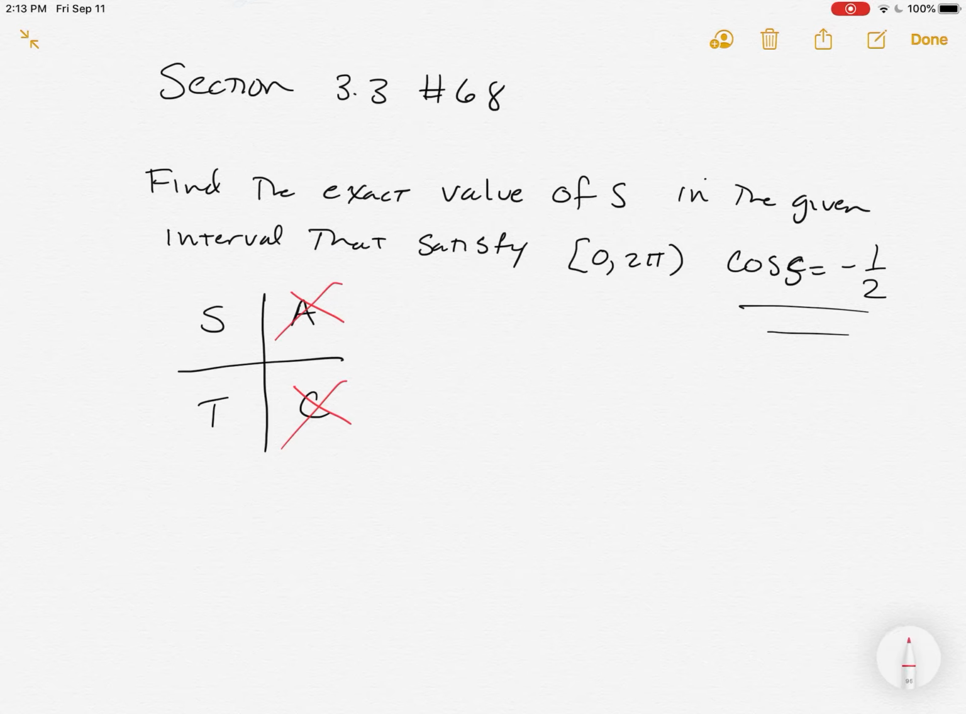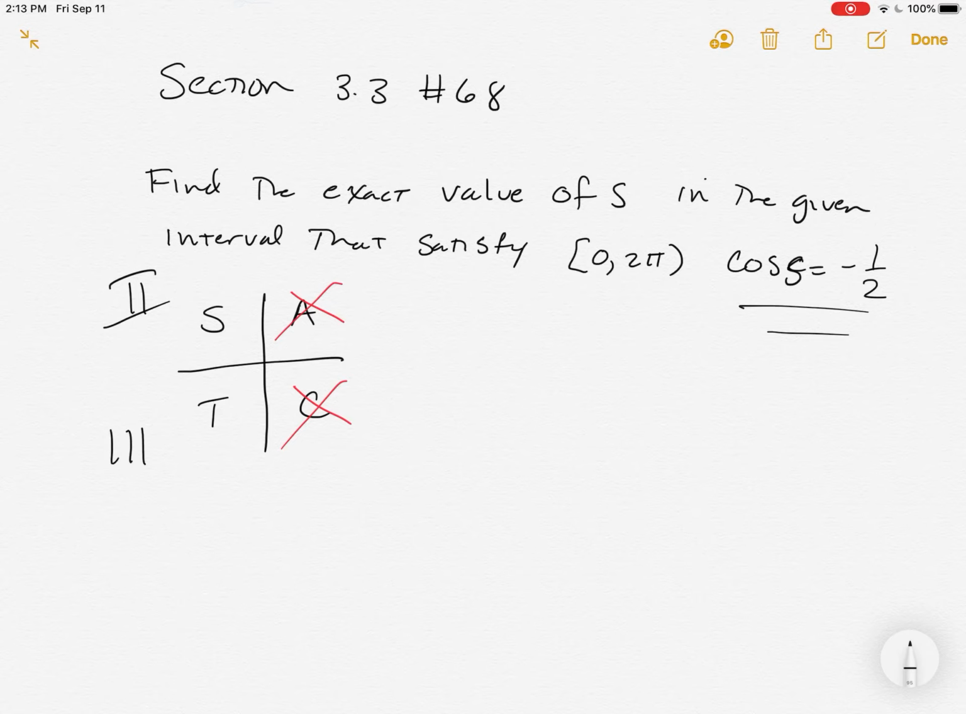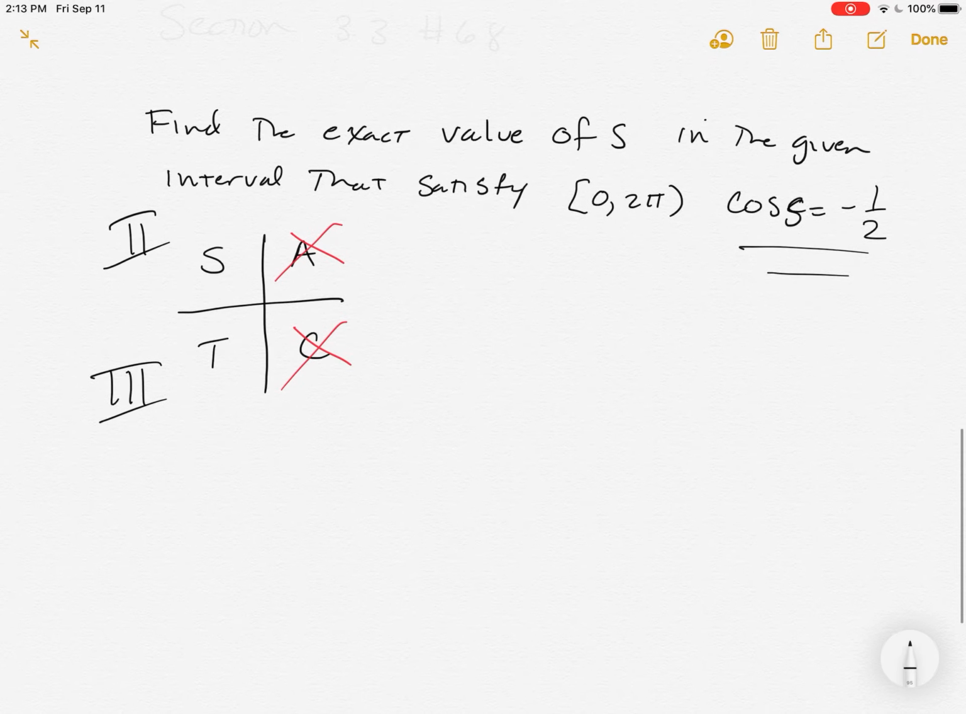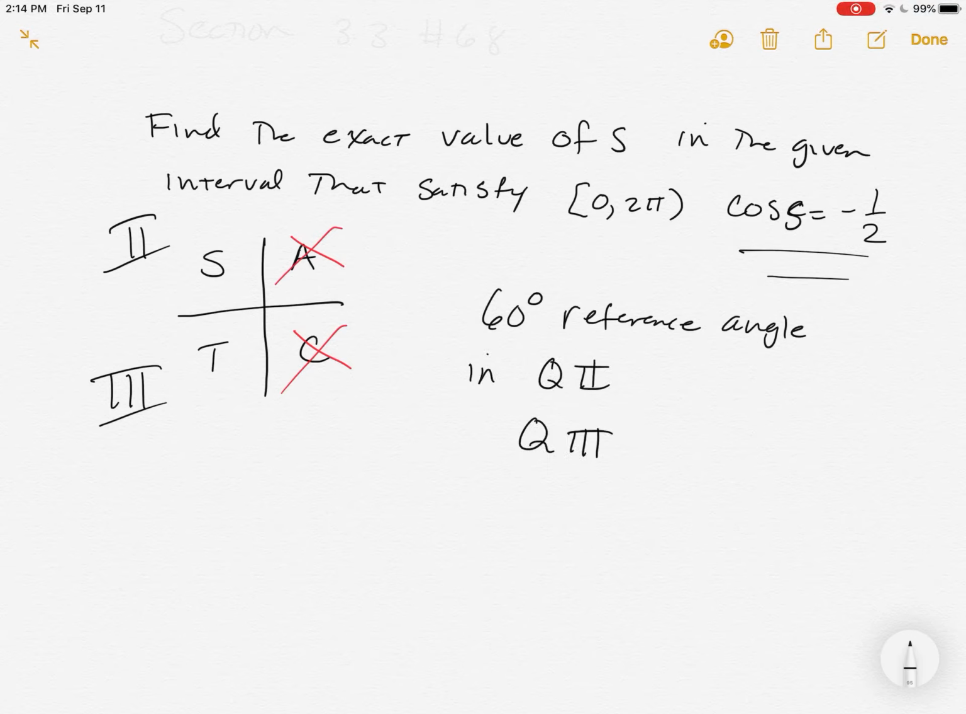And so what do we know? We know for sure that we have a quadrant 2 angle and a quadrant 3 angle. And then we're done. So we just got to name these angles. It only happens twice in that interval. So then we got to go back to our memorization. For what first quadrant angle is the cosine 1/2? And we think, well, maybe 30 degrees. But nope, sine of 30 degrees is 1/2. So it's 60 degrees. So I need a 60-degree reference angle in quadrant 2 and in quadrant 3.